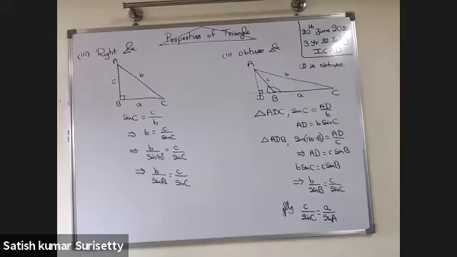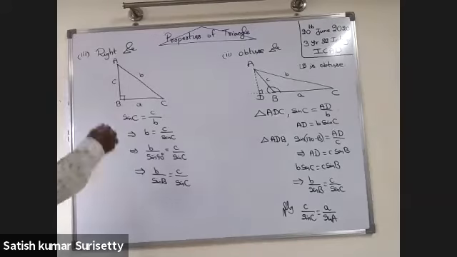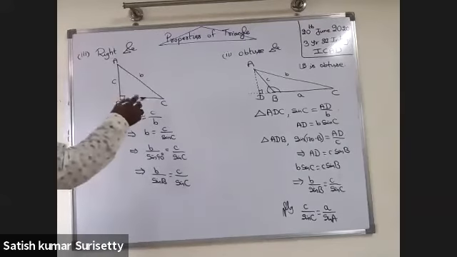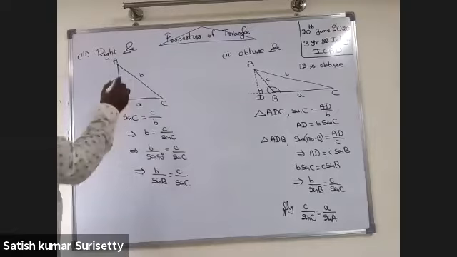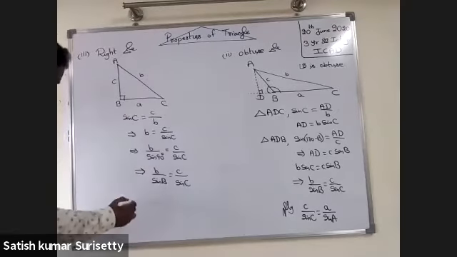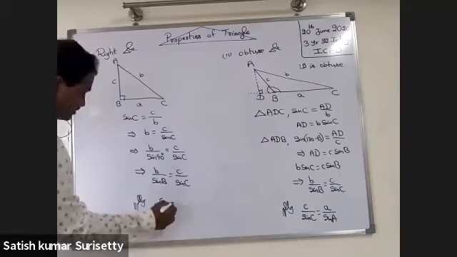In a similar manner, you can draw perpendicular from B. If you draw perpendicular from B, you can prove that two more ratios are equal. So c upon sin C equal to a upon sin A.